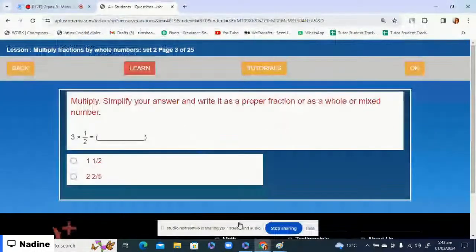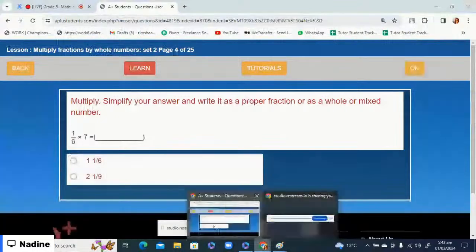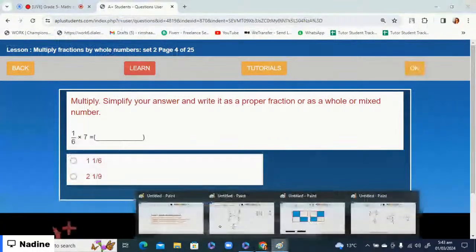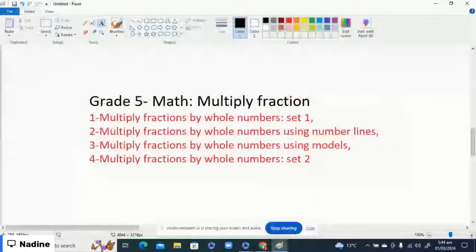Let's check it here. Hope you guys understand all the chapter that we discussed today. This one, grade 5 maths, multiply the fractions, and these are all the lessons we covered today.